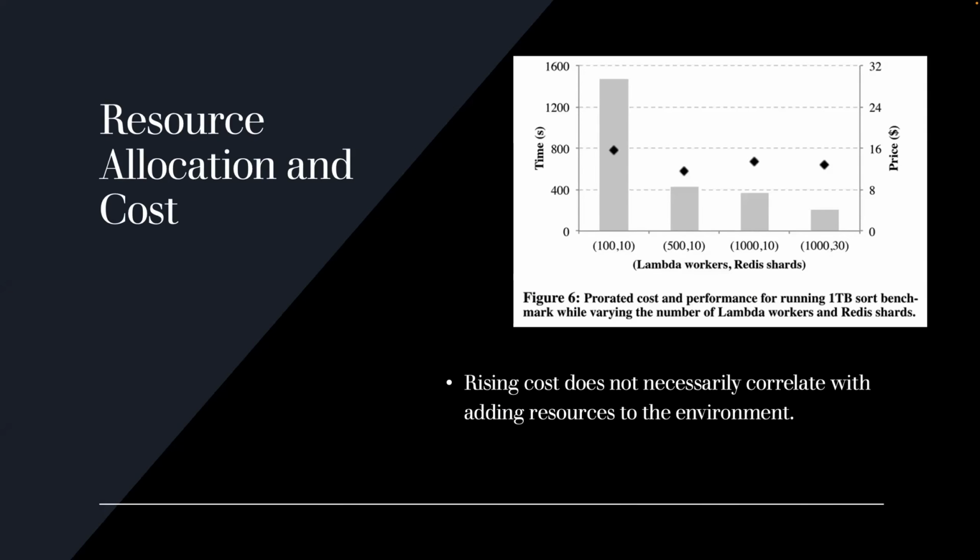So now we're going to look at resource and allocation costs in terms of Lambda workers and Redis shards. As you can see in this cost figure, the cost remains at a mostly stable baseline according to the authors, even though the number of Lambda workers was increased to further bolster parallelism performance.